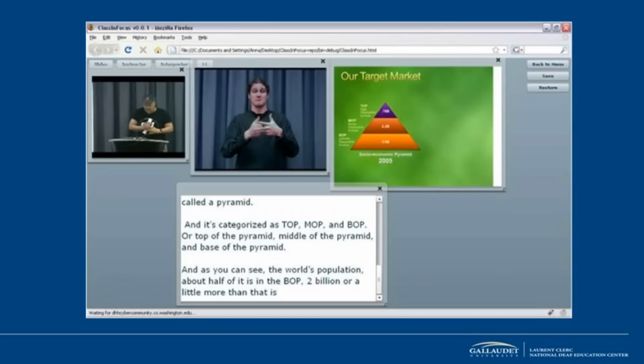This next slide shows that there is a need to reduce the amount of things to attend to. You have the presenter in this picture. You have the interpreter on a separate screen. You also have a picture of a graph, and you also have text. Does this seem like it would be helpful or beneficial to deaf or hard of hearing students?